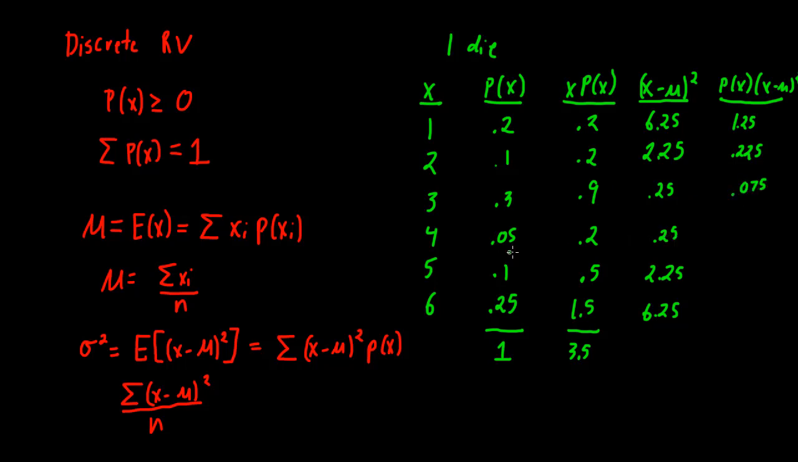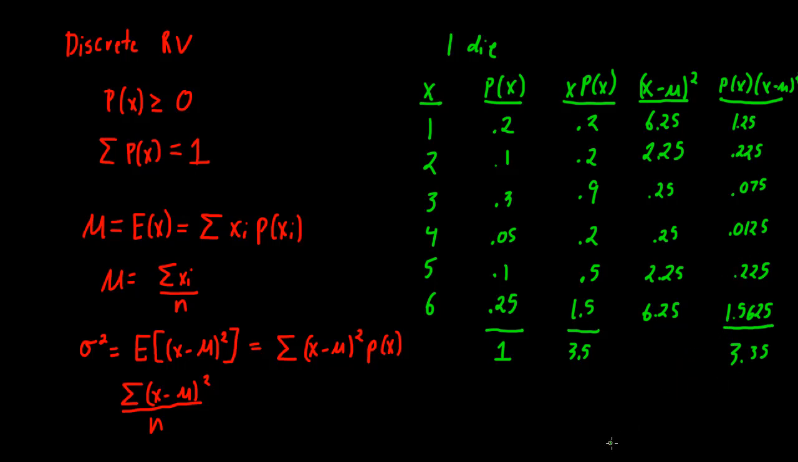We have 0.05 times 0.25, which is going to be 0.0125. 0.1 times 2.25 is going to be 0.225. And we have 0.25 times 6.25, which is going to be 1.5625. And then to calculate the variance, we just add up all these values together. So if we add those all up, we would get the sum of 3.35, which will be the variance for our particular distribution.